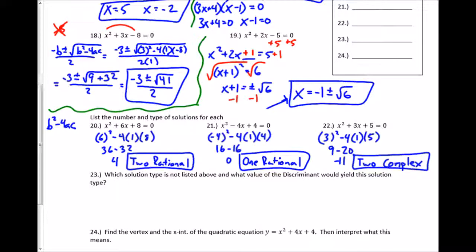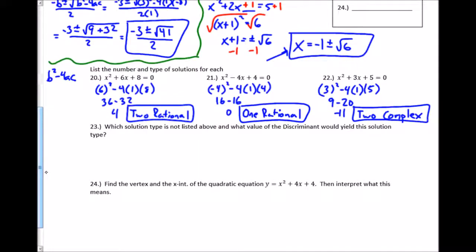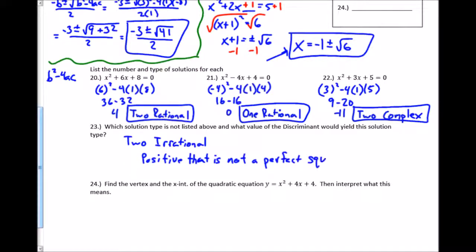And really, there's only one option left. I have two rational, one rational, two complex. The only other option, that's what number 23 is asking me about, would be to get two irrational solutions. And you get two irrational solutions when the discriminant is a positive number that is not a perfect square. Okay, for example, something like, I don't know, a 23. Okay?